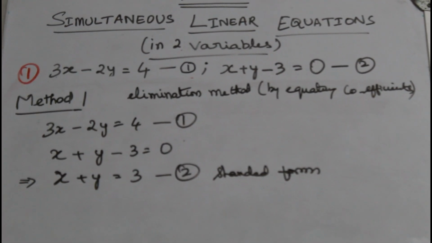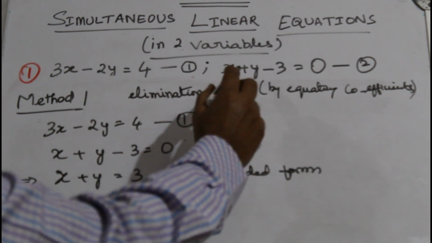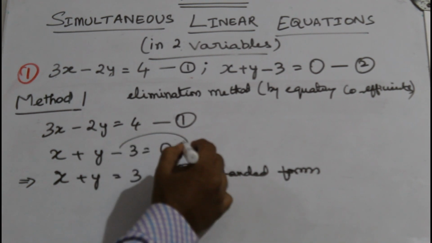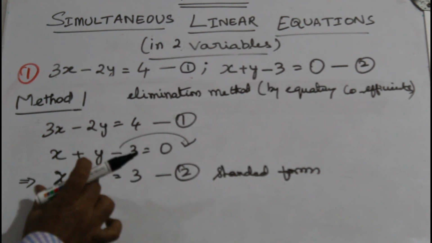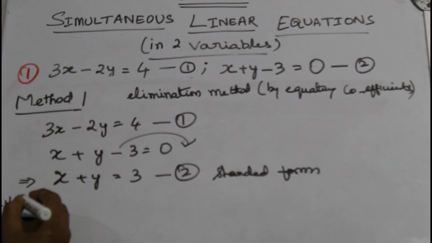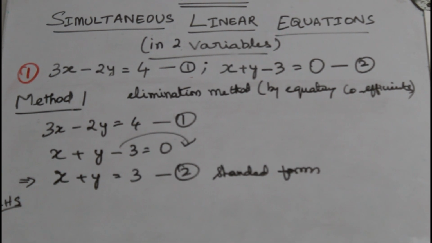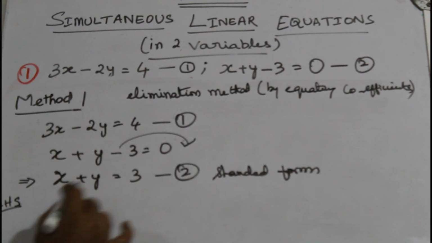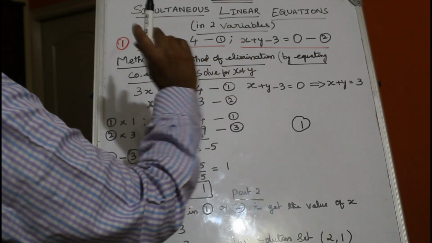Now coming to the sum, the two equations are given: 3x minus 2y equal to 4, and x plus y minus 3 equal to 0. The second equation is not in the standard form. This minus 3, you must bring it to the other side. That is called the standard form. Generally, the unknown letters should remain on the left hand side and numbers on the right hand side. So x plus y equal to 3. This is called the method of elimination by equating coefficients.